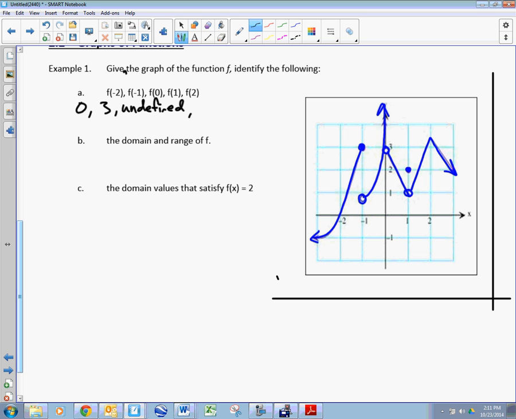F of 1, 2. Yes? At 1, it's filled in. At 2, it's not filled in there. F of 2, as you said, it looks like about 3.4.